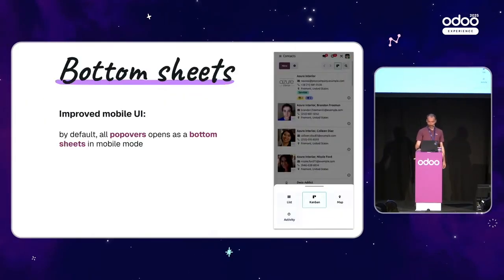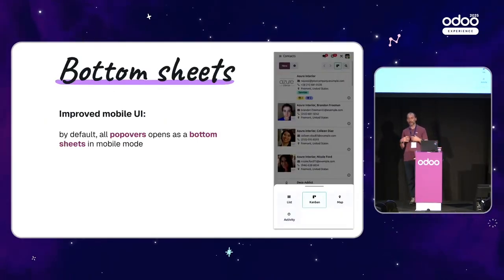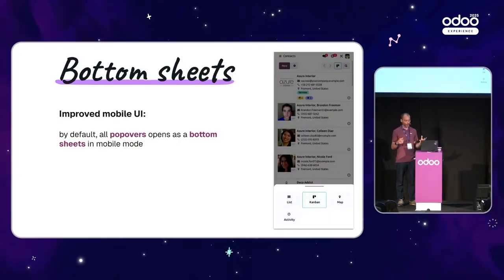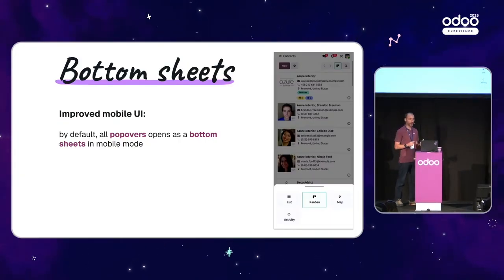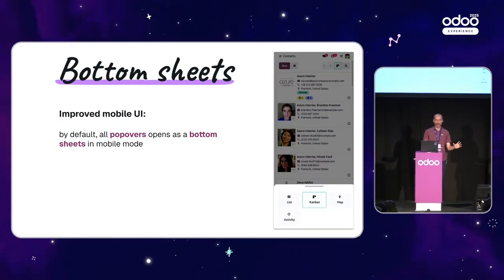What else? Small change. The UI is now more adapted to mobile UI. So by default, all popovers will open as a bottom sheet. You see this small part in mobile mode. So it is done transparently, so most code did not have to change.